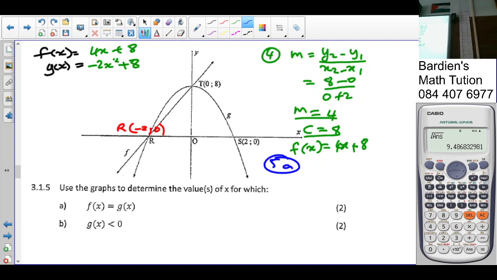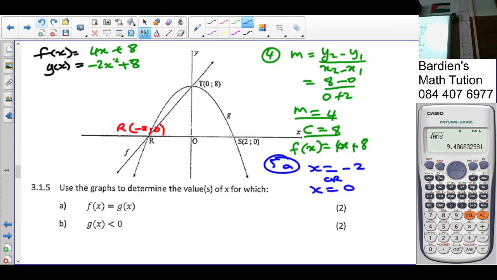So what does that mean? We must look where the graph is intersecting. It's the points of intersection here that's being taken into account. So there are 2 points of intersection, namely at R and T. They want to know for which values of x do they intersect. At x is equal to negative 2 or x is equal to 0. Do you see that?